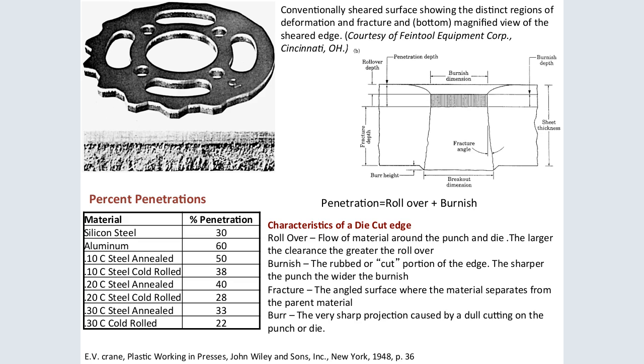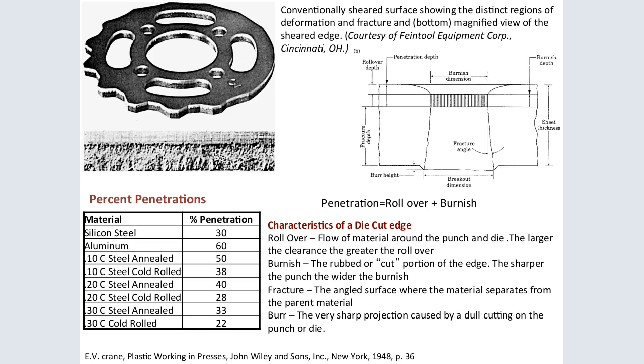Then we continue with the characteristics of some of these products that are made from sheet metal work. We have the rollover, that is the flow of material around the punch, and the greater the clearance, the greater the rollover. Then we have the burnish, that is the rubbed or cut off portion of the edge. And then we have the fracture. This is the angled surface.